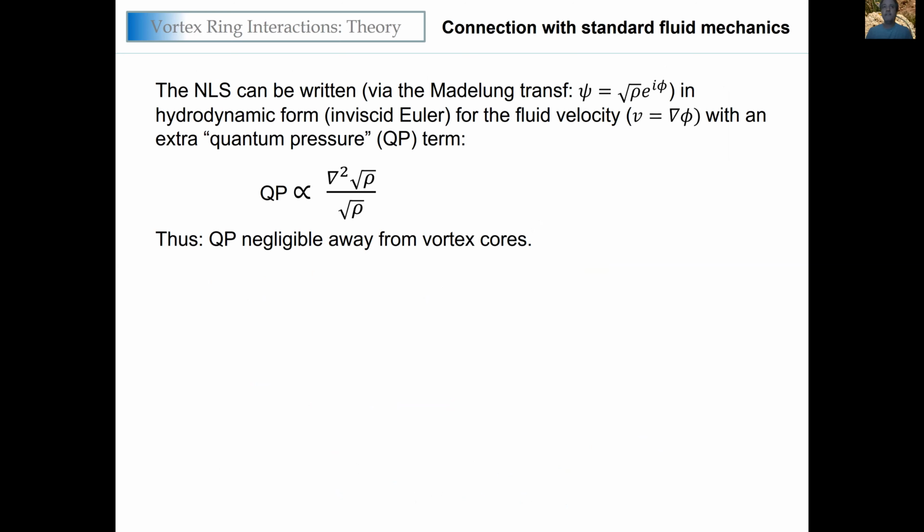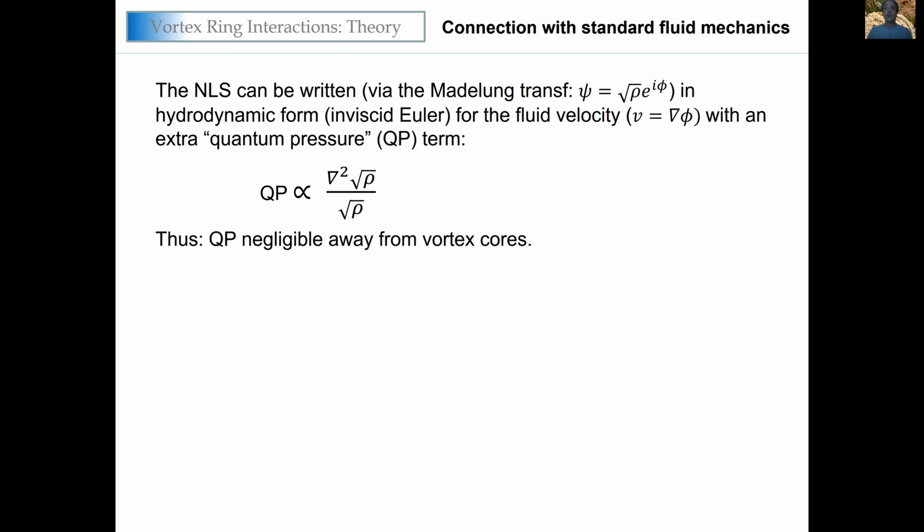And if you identify that the gradient of the phase is the velocity, beautifully, after you do a little bit of hanky-panky, you can actually rewrite the nonlinear Schrödinger equation in a hydrodynamic form, as an inviscid Euler, meaning a fluid without friction. However, there is a price that you need to pay. The price that you pay is that there is an extra term. This extra term is what is called the quantum pressure.